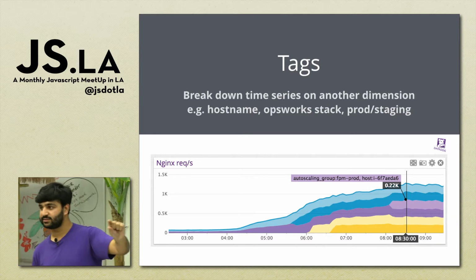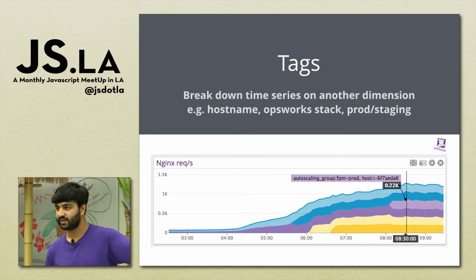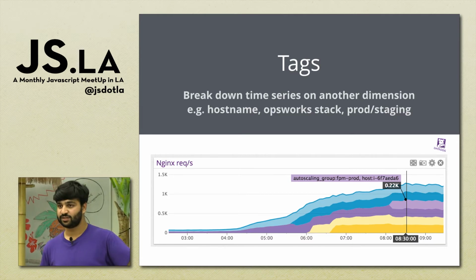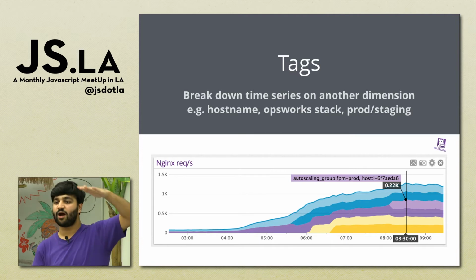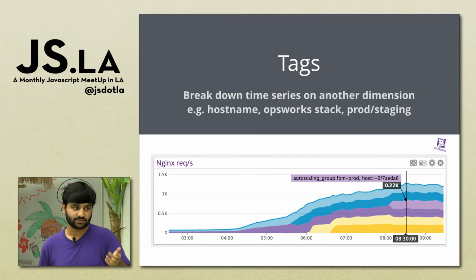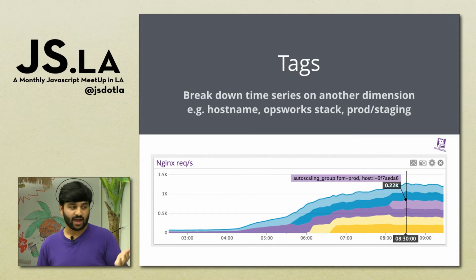And every slice is basically a new application server coming in and being added to the load balancing pool. So you can see how many requests per second each individual slice is taking and kind of see how it piles up. And the way we've done this is we basically tag every metric with the host name.